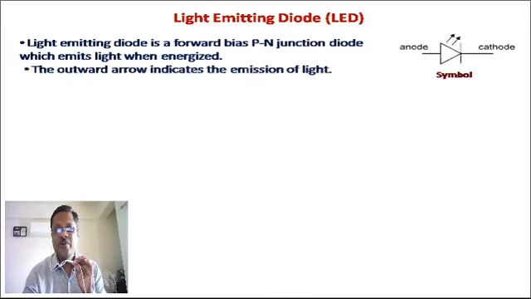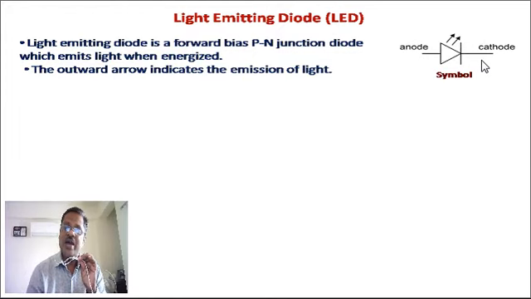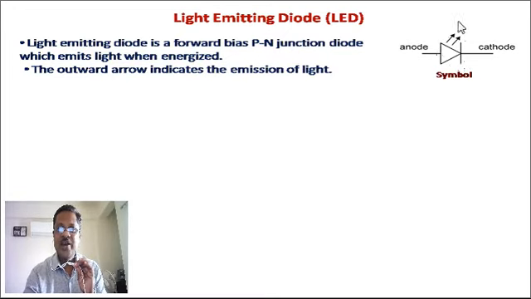Now this is the symbol of light emitting diode. This is the anode terminal, this is the cathode terminal. Anode is drawn from the p-type semiconductor material, cathode is drawn from the n-type semiconducting material. Now the symbol of light emitting diode and ordinary diode is similar. Only the light emitting diode contains outward arrows here, and this outward arrow indicates the emission of light.